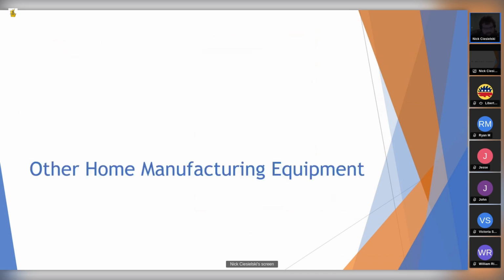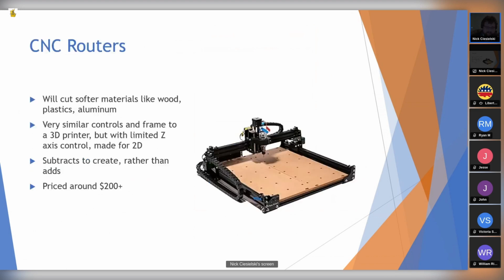As far as other similar equipment that we have at home, I've mentioned it before. These all kind of fall into the same sort of thing. 3D printers build it up. These take away material. So a CNC router, it's kind of a two axis cutting system. So another way that you can manufacture things at home depending on your needs. I see those priced on Amazon starting around $200.